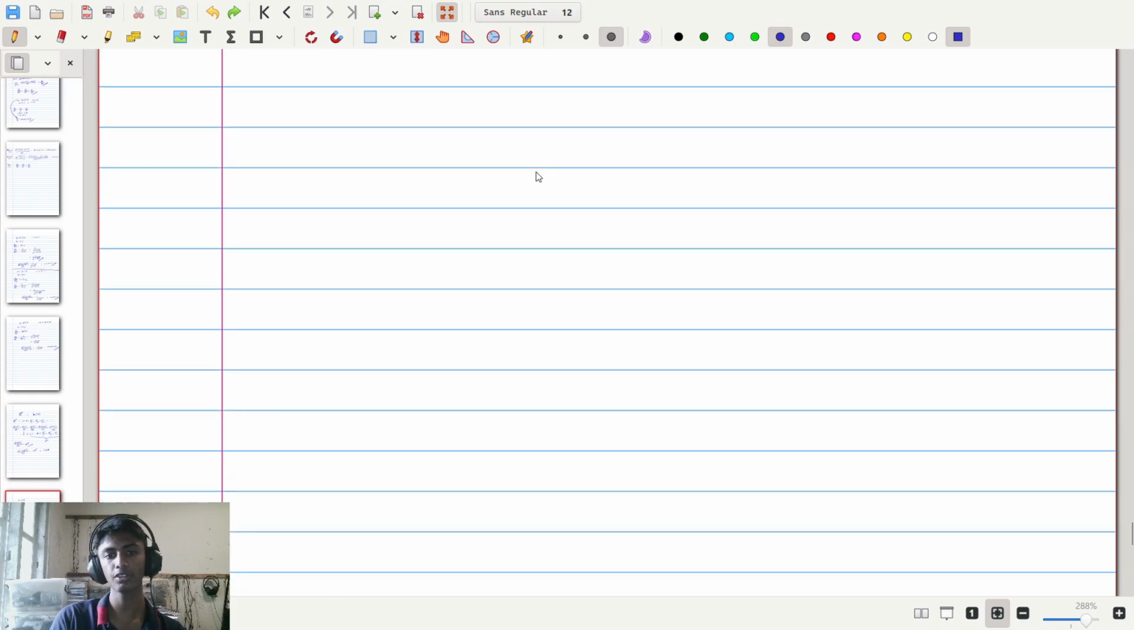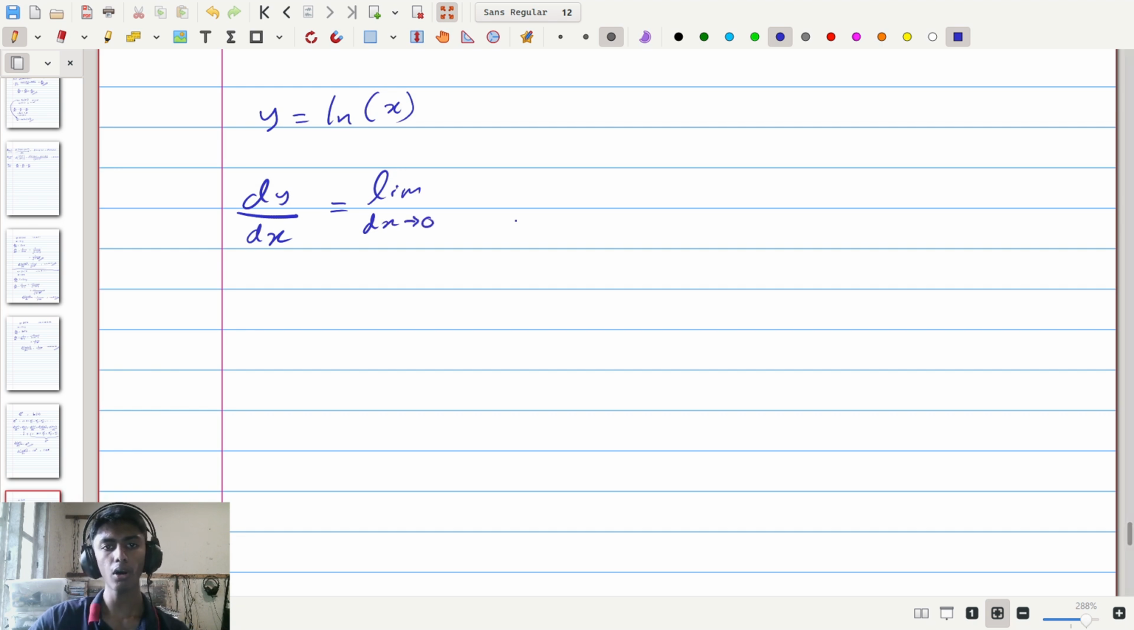So going down here, let's take some space and let's write down y equals the natural logarithm of x. So then, in the most basic sense, using first principles, dy by dx is the limit as dx approaches 0 of the logarithm function at x plus dx minus the logarithm function at x, all divided by dx.